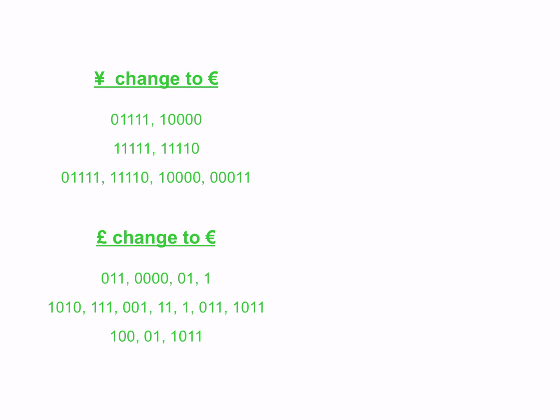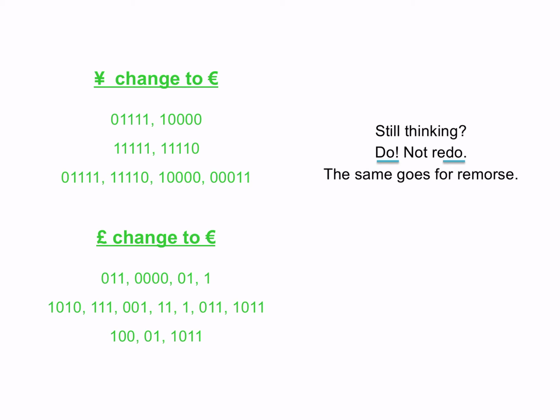And then after you have these two binary codes, you can proceed to the next rule, which says: "Still thinking, do not redo. The same goes for remorse." When you look at the second sentence, "do not redo", you will know that it's asking you to cancel out the prefix "re". So for the third sentence, after you cancel out the prefix "re", it is Morse. So the clue is Morse code.